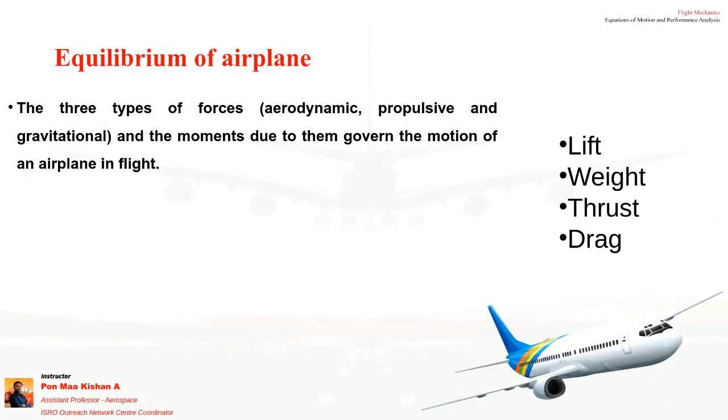Equilibrium of an airplane. In the last class I told you we have 4 types of forces. In this class I am giving the statement as 3 types of forces, because whenever you read research articles or advanced books, they might say 3 types of forces act on an aircraft. Don't get confused. The 3 types are aerodynamic, propulsive, and gravitational. The aerodynamic force is given by lift and drag, the propulsive force by thrust, and weight by the gravitational force. The corresponding moments due to them govern the motion of an airplane.